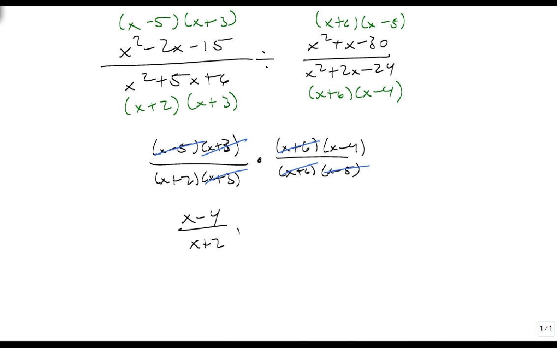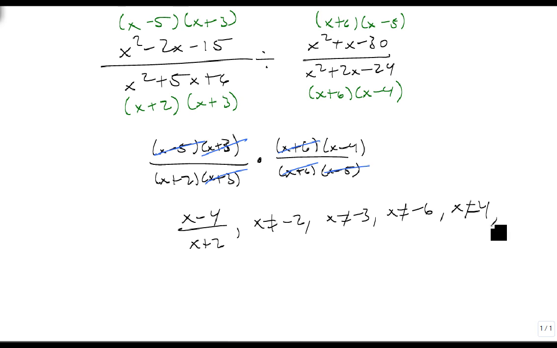But we want to add the domain in, so I'm going to list the domain here afterwards. I'm going to go back to my original and say if it's in this denominator, then it makes something a 0 on the bottom, so it's ruled out. So that gives us a negative 2, a negative 3, a negative 6, and a 4.